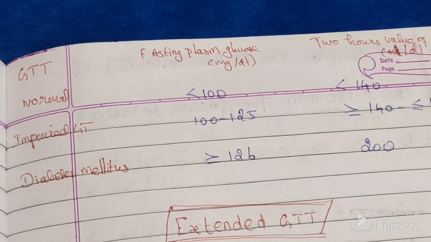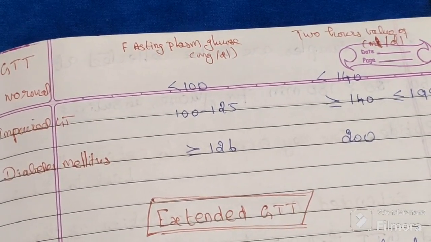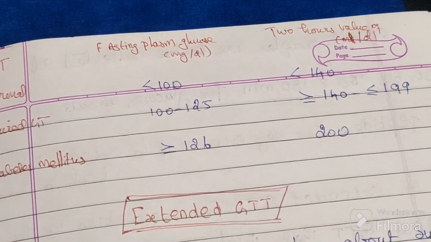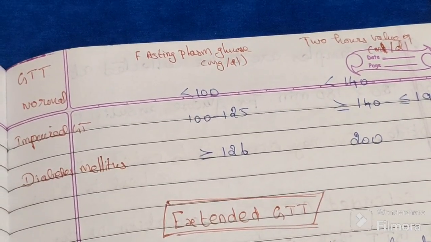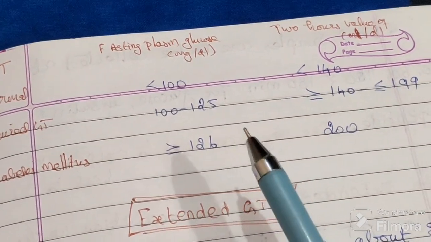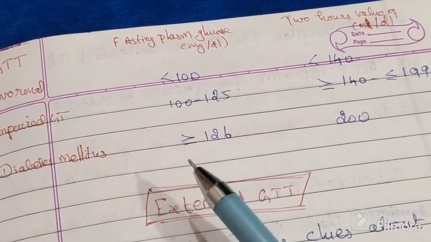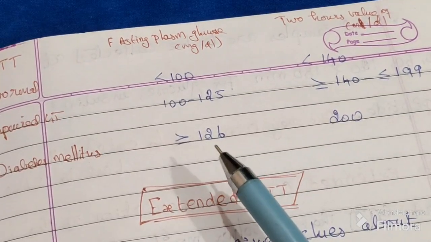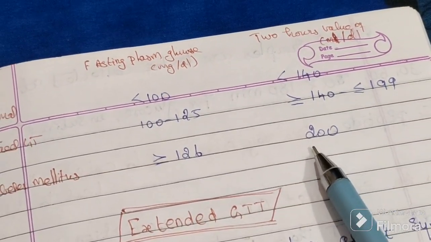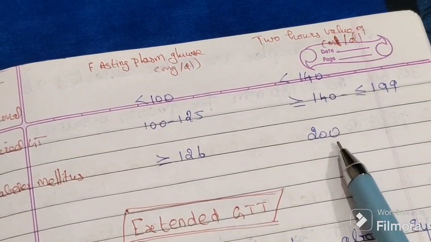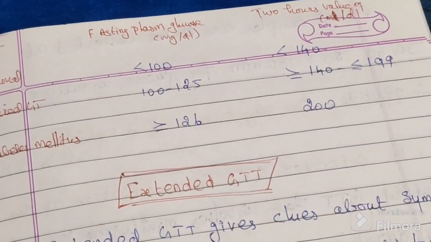So, glucose tolerance test. Normal fasting plasma glucose less than 100, 2 hours less than 140. Impaired condition 100 to 125. Then diabetic condition more than or equal to 126. More than 200 after glucose load, that patient is affected from diabetes mellitus.